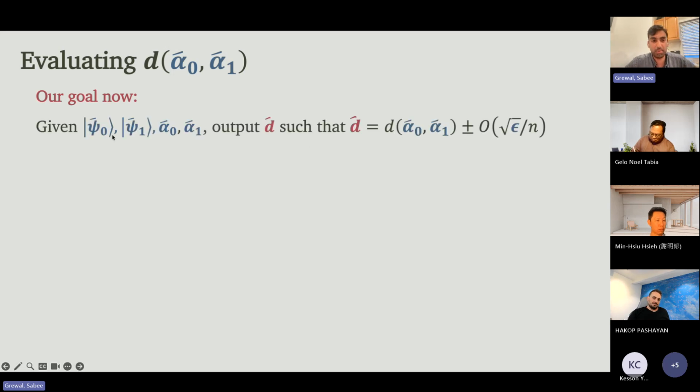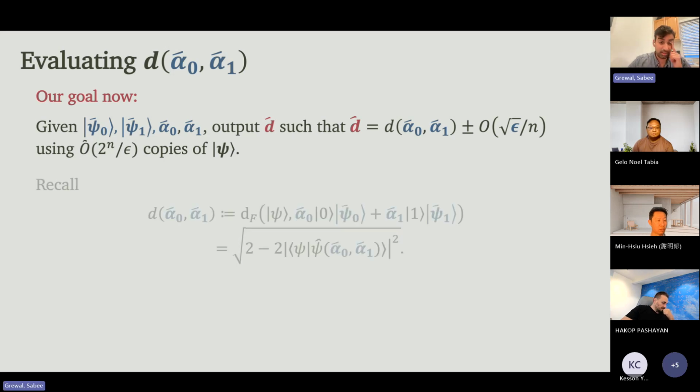We have these fixed inputs now, psi 0 hat, psi 1 hat, alpha 0 hat, alpha 1 hat, and our goal is to output an estimate, d hat, that is equal to our objective plus or minus some square root epsilon over n loss. So we want to approximately evaluate our objective function, and that will be enough for us to optimize over it. And of course, we have this requirement that in order to do this, we only want to consume 2 to the n over epsilon copies of psi.